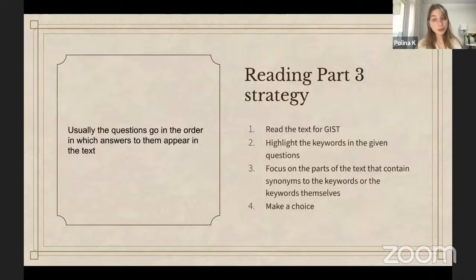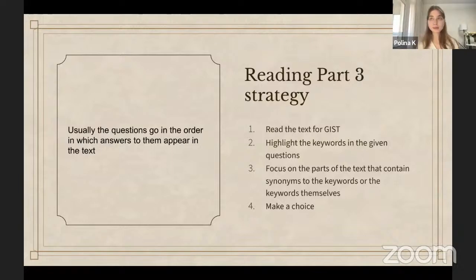Then we should focus on the parts of the text that contain synonyms to the keywords or the keywords themselves. Okay, we have our question, we highlighted keywords there, and we should go back to the text to find something similar in the text, to find maybe synonyms, yeah, to our keywords, or again, some formulations that expressed something similar there. And finally, we make our choice.